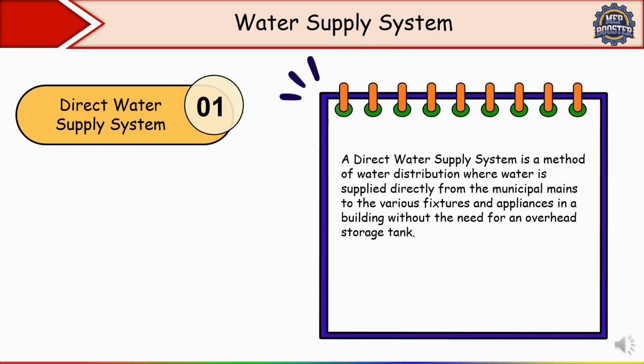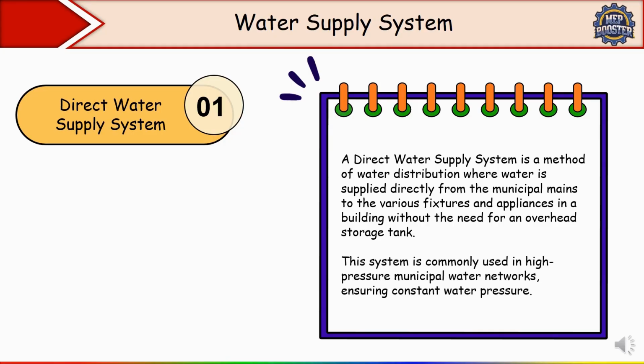Here, the water from the municipality mains enters the building through a service pipe. Then it passes through a water meter for billing purposes. And then the water is distributed to different outlets such as taps, showers, water heater and appliances like washing machine. In a direct water supply system, no intermediate storage such as an overhead tank is required. Remember this point. This system is commonly used where the municipality water network has high pressure, ensuring constant water pressure. Where we have to use it is also given.